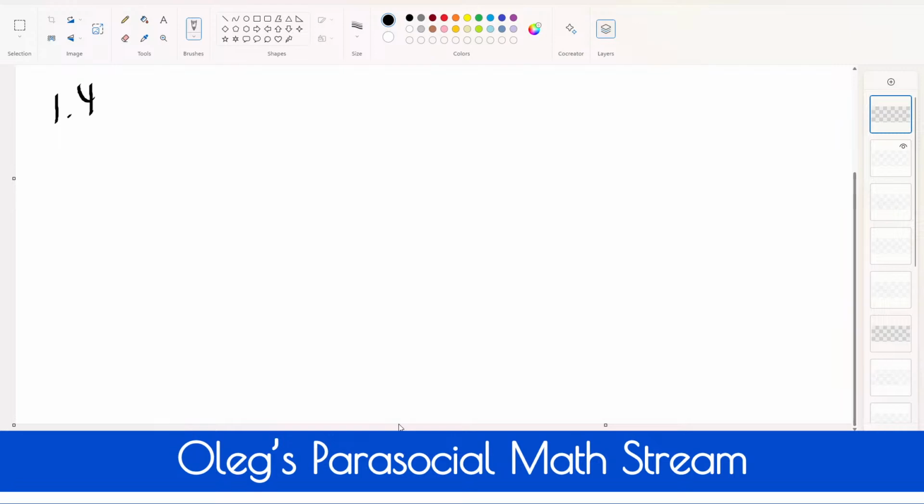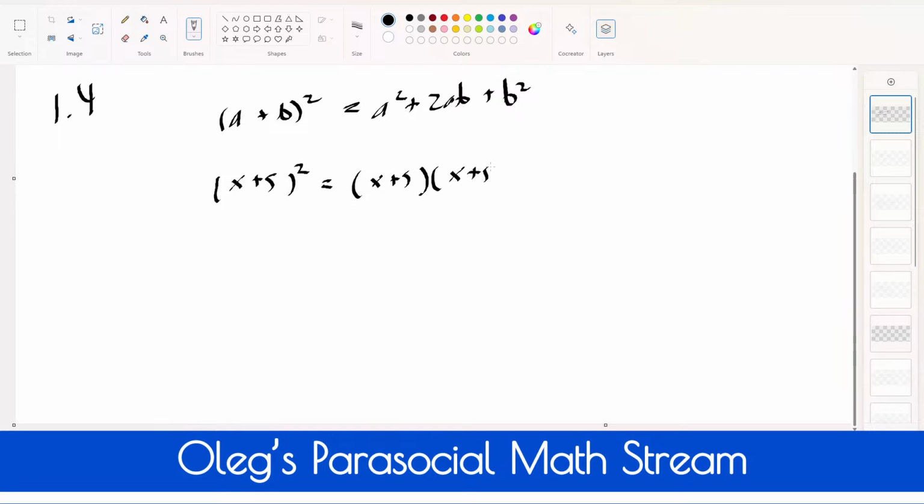Let's look at this. Here's what they're telling us: a plus b squared is equal to a squared plus 2ab plus b squared. That's what they're going to try to tell us. This is called the perfect square trinomial. So we have x plus 5 squared, which is the equivalent of saying x plus 5 times x plus 5.